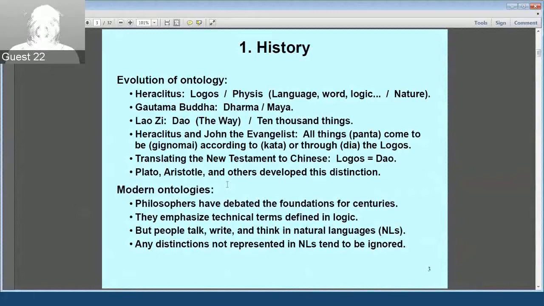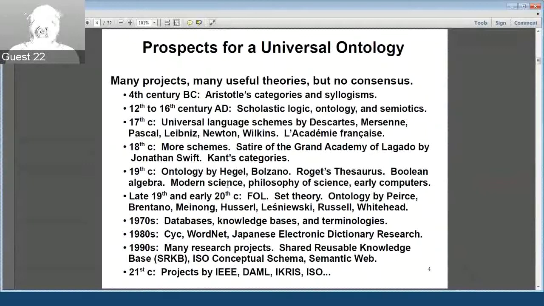Prospects for a universal ontology? Well, there's still no consensus. From the 4th century BC, you have Aristotle's categories and syllogisms, which have been the main version of ontology and logic that people have used for over 2,000 years. And in the 16th century, the scholastic logicians really integrated this system in quite a sophisticated way. Unfortunately, when the Renaissance came, a lot of people complained about the logic chopping of the scholastics. And so logic went down. The developments of logic and ontology went down with the Renaissance.